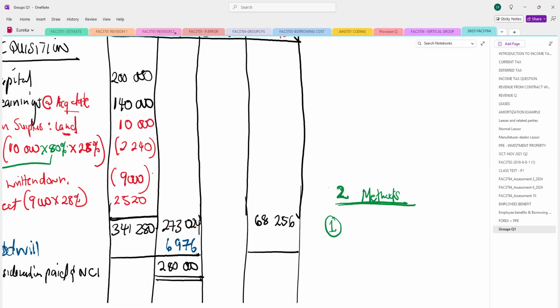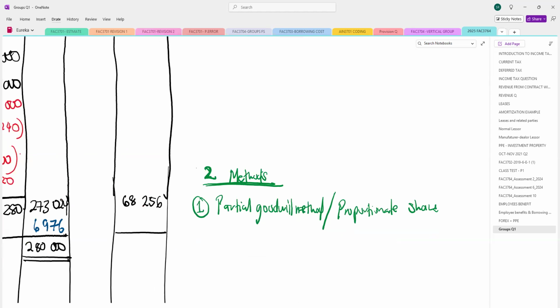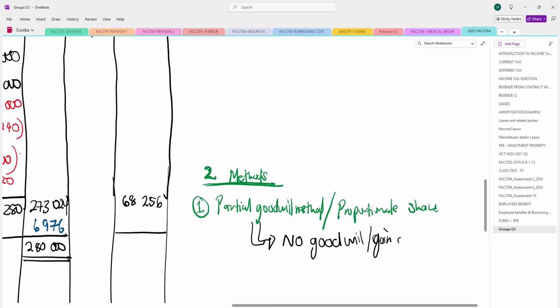Method number one, if the company uses the partial goodwill method, or they say the NCI is measured at proportionate share, in this situation, if this is the method that is being applied, it means there will be no goodwill, no goodwill or excess or gain on bargain purchase. I'm not the one who decides that. The scenario, the question that is given to you, will decide which method they are using. So you are just going to apply whichever method is being said. Okay, so that's the first method.